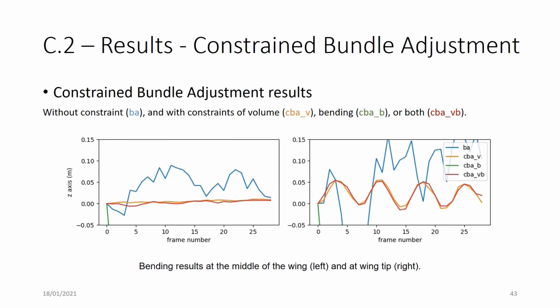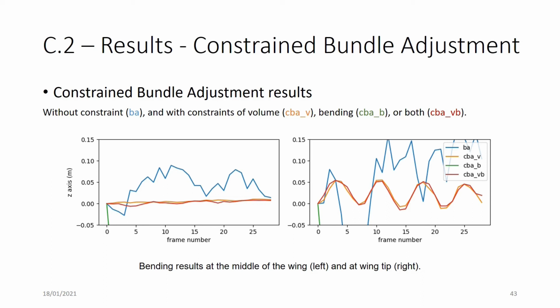So now if we look at the results from the constrained bundle adjustment, here during the motion sequence you've got the motion of a point at the beginning of the wing, and here at the end of the wing. In blue you've got the reconstruction without any constraints, and in the other colors you've got the constraints mentioned earlier. So what you can see is that with the volume constraints you've got a really good sinus here, also with the volume and the bending, and this sinus is coherent with what we introduce at the end of the wing with the 5 centimeters amplitude.